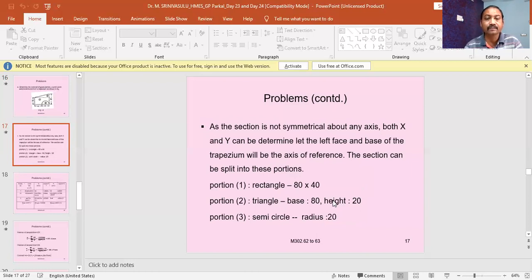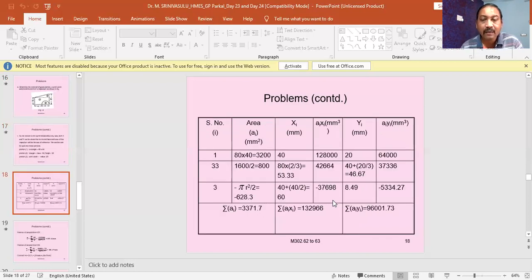Then the table. We know very well about the table, and this is very important. We should remember this table, draw the table and enter the data in that table.